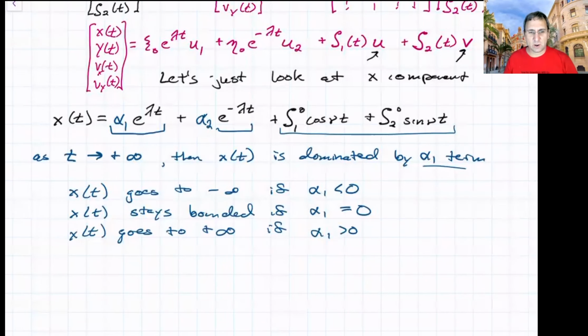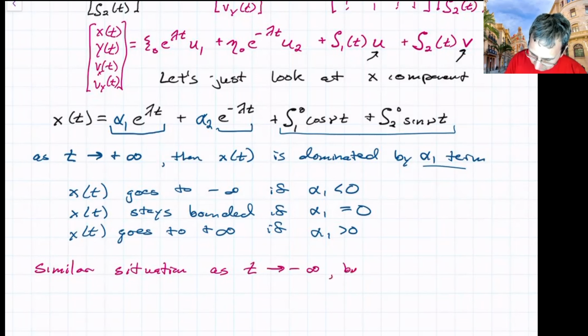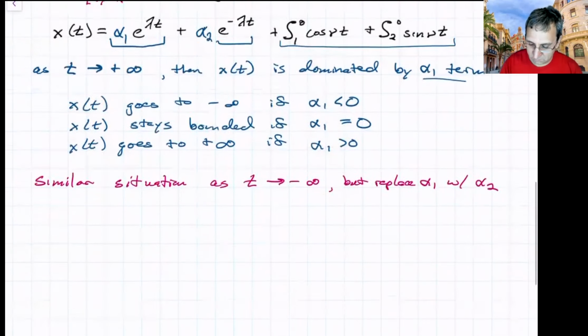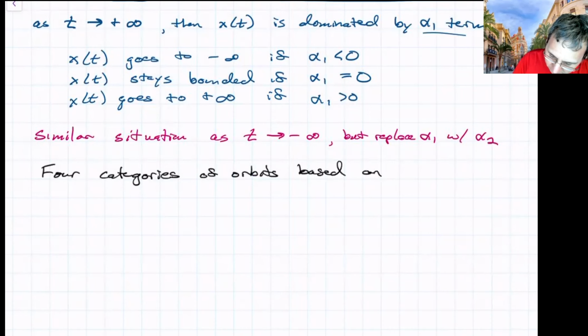And the same statement holds if we look at time going to negative infinity and replace alpha 1 with alpha 2. So we have a similar situation as t goes to negative infinity, but replace alpha 1 with alpha 2. So the signs of alpha 1 and alpha 2 give us categories of trajectories in this equilibrium region. So let me say that there are 4 categories of orbits based on the signs of alpha 1 and alpha 2.